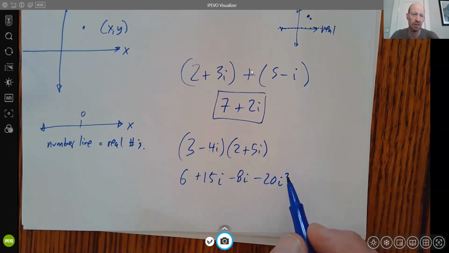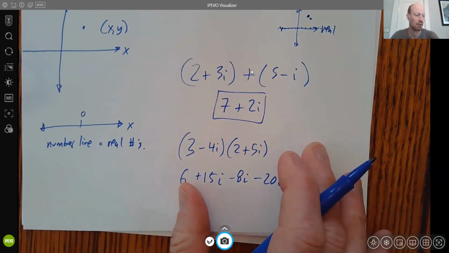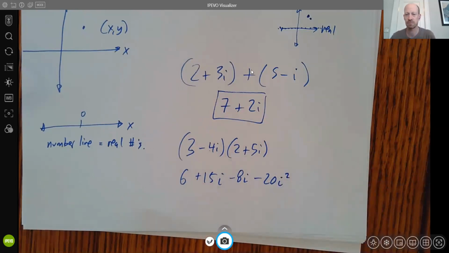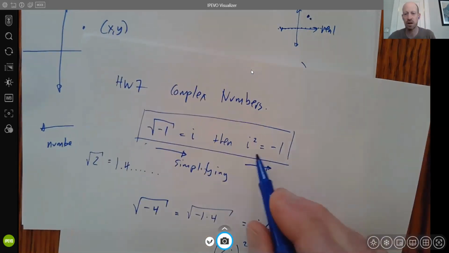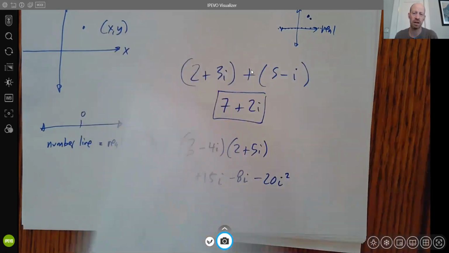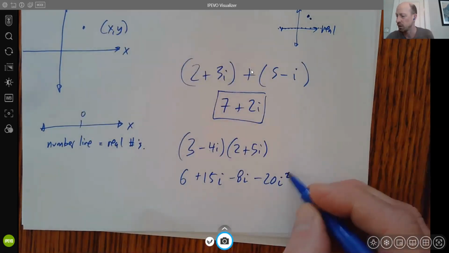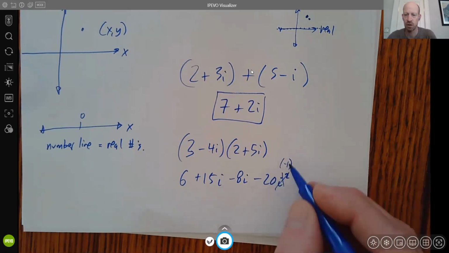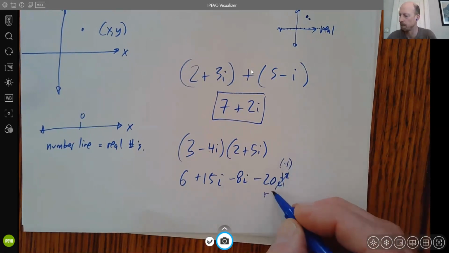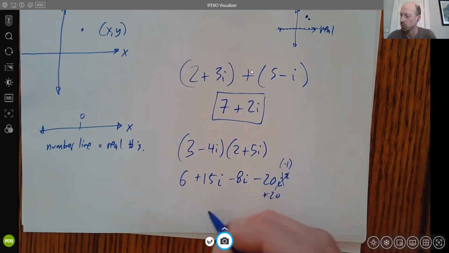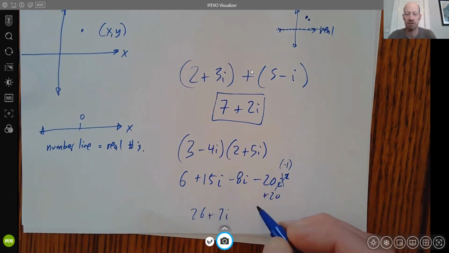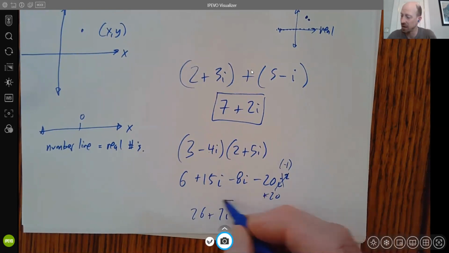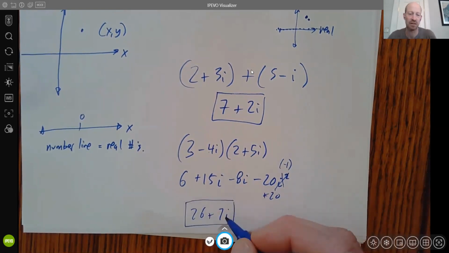The difference here is i squared is not like x squared where I just have to keep it. I know what i squared is, right? If I go back to the beginning, i squared is minus 1. So anytime I see an i squared, I want to replace that with a minus 1. Minus 20 times minus 1 is a plus 20. So I get 26 plus 7i. And notice that is now written in that complex number form.